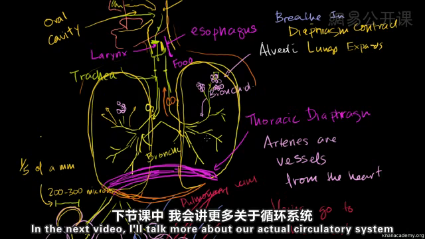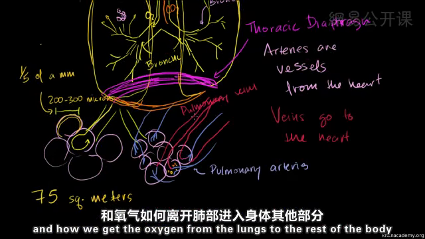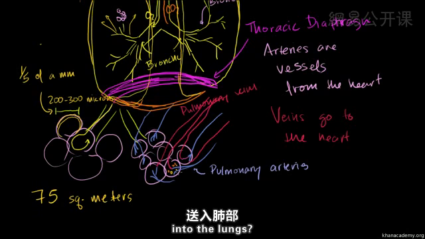In the next video, I'll talk more about our actual circulatory system and how we get the oxygen from the lungs to the rest of the body, and how we get the carbon dioxide from the rest of the body into the lungs.